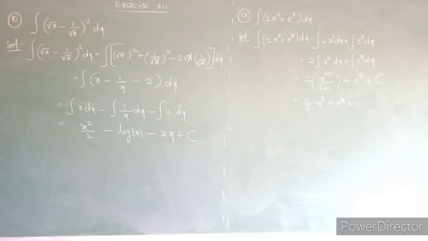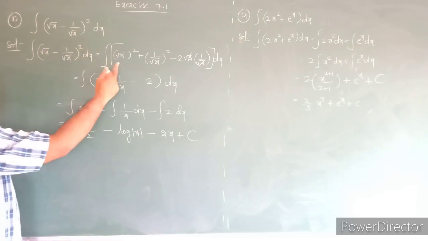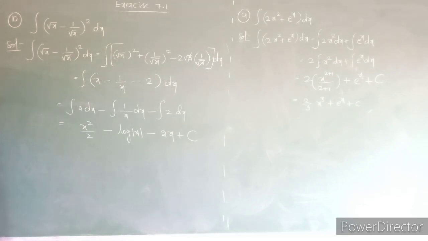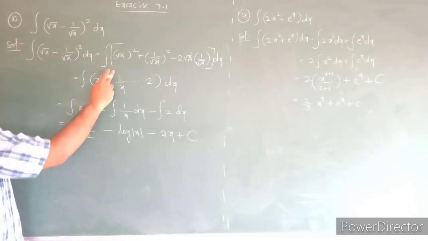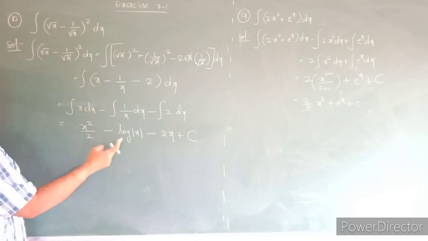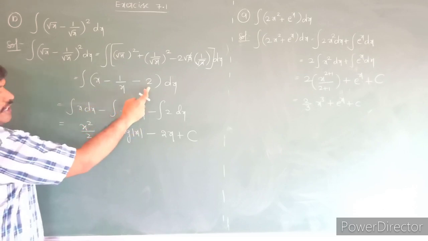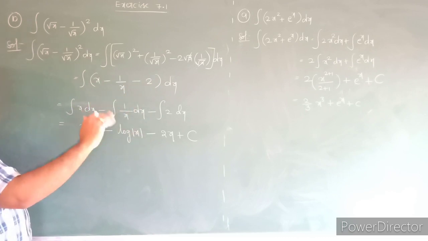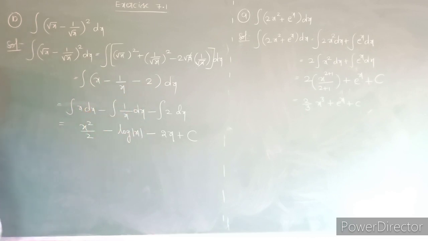See that question? Root x minus 1 by root x whole square, that is a square plus b square minus 2ab. Root x and 1 by root x will be cancelled. So x minus 1 by x minus 2. Integral of x is x square by 2. 1 by x integration is log of mod x. Integral of 2 is a constant, you can take it out. 2 into integral of 1, it will become 2x. Okay, plus c.